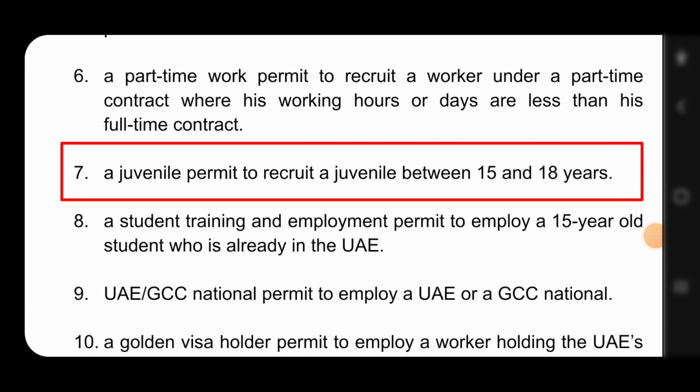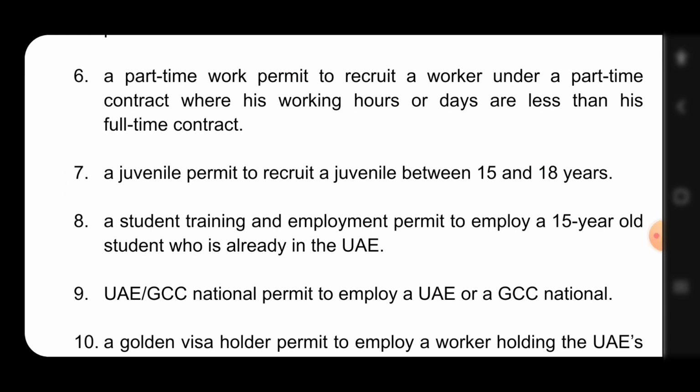The seventh is a juvenile permit to recruit a juvenile between 15 and 18 years old, and you know juveniles are normally on their parents' sponsorship. If a company wants to recruit them, they have to apply for their juvenile work permit in the Ministry of Labor.